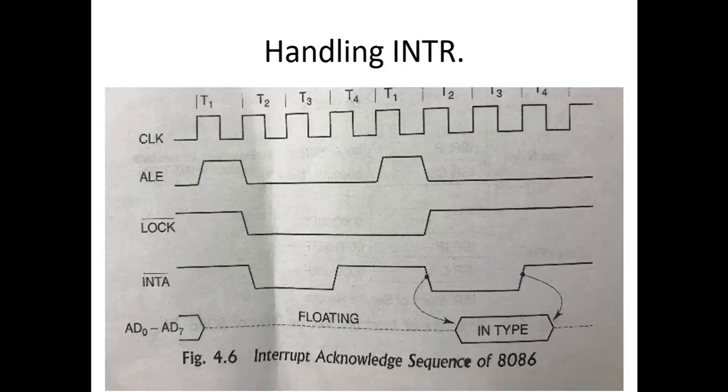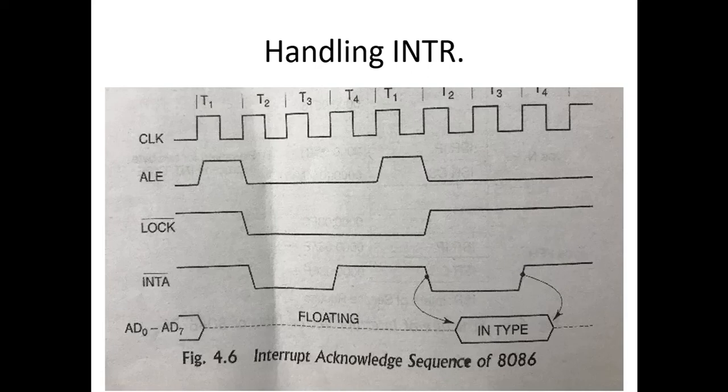Then we can see the handling of INTR. So how can we handle this INTR? The 8086 processor provides the pin INTR that has the lowest priority when compared to NMI. The INTR signal is level triggered and can be masked by resetting the interrupt flag, and it is externally synchronized with the high transition of the clock signal.